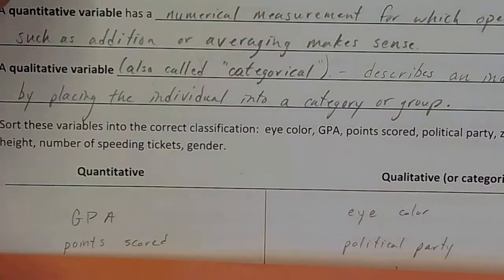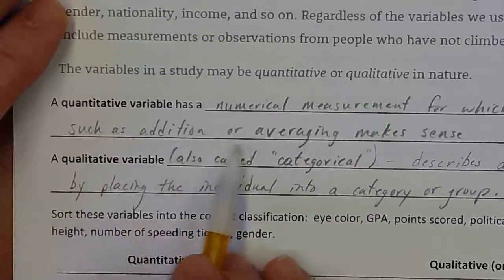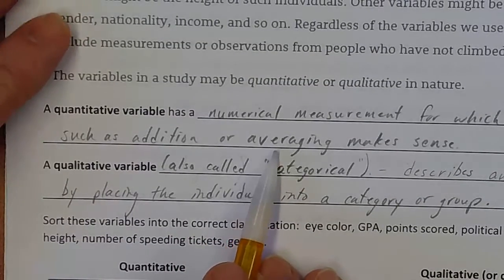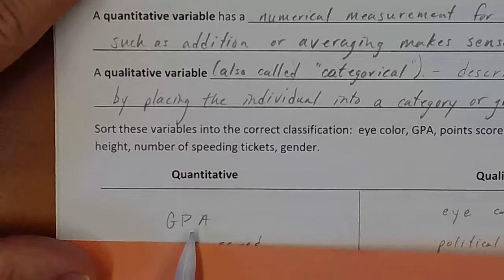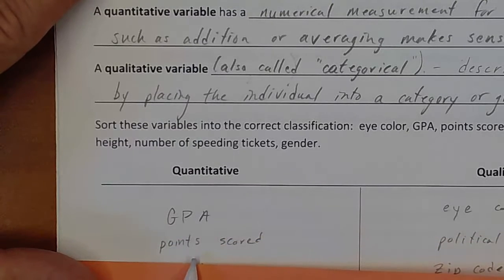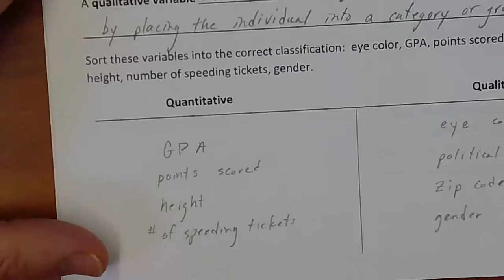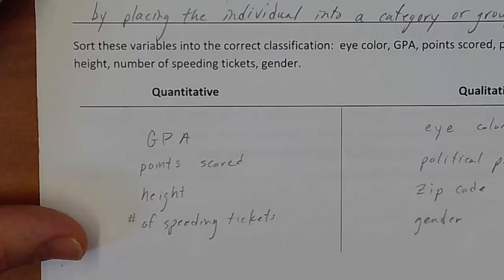Okay, quantitative. I think average is the better way to think about it. It makes sense to take a meaningful average of GPAs. Absolutely. That's quantitative. Points scored from a game. Yep, we can add those up and divide, from multiple games. Heights, number of speeding tickets. And that should be it for this category.